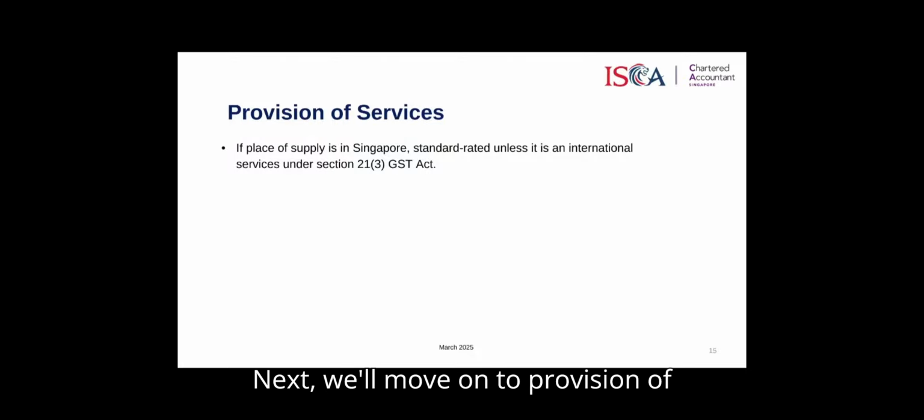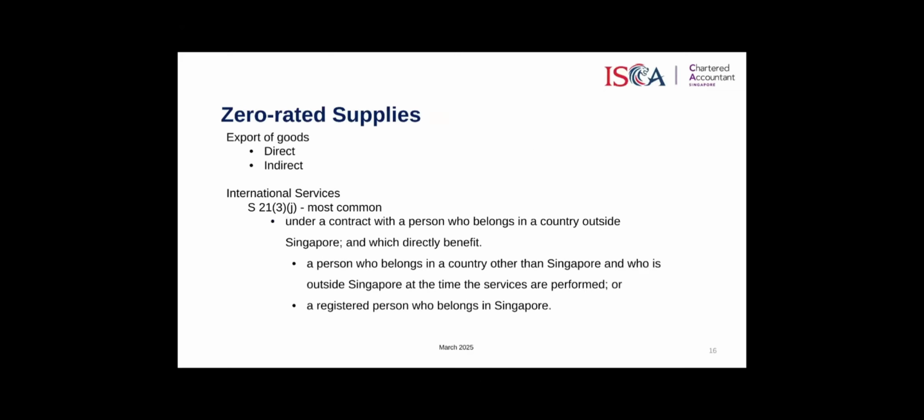Next, we'll move on to provision of services. For services, if the place of supply is in Singapore, it is standard rated unless we can consider it to be an international service under Section 21(3) of the GST Act. For zero-rated supplies, there are several different categories. For export of goods, they are both direct and indirect. For international services, as mentioned earlier, the most common export category is Section 21(3)(j) of the GST Act.